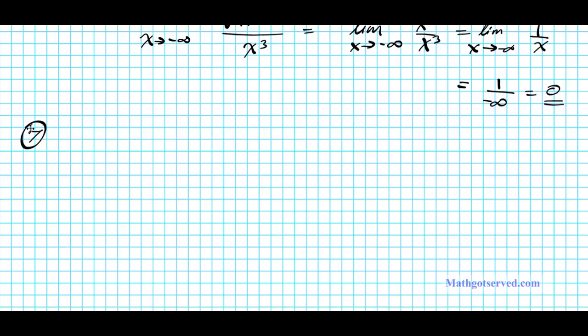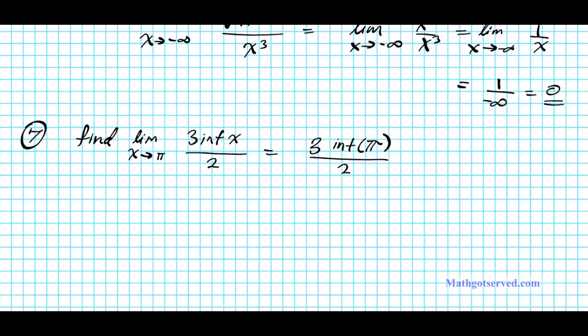So question 7, we are to find the limit as x approaches pi of 3 int x over 2. We can find this by direct substitution. We're going to have 3 int of pi over 2. We know what pi is. Pi can be considered 3.14. So 3 int of 3.14 over 2.